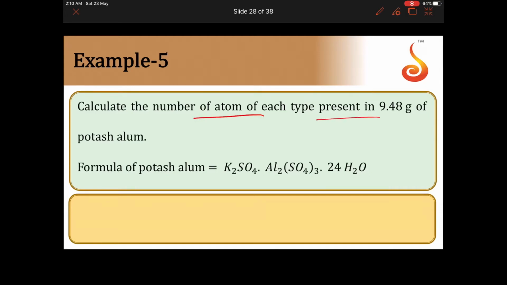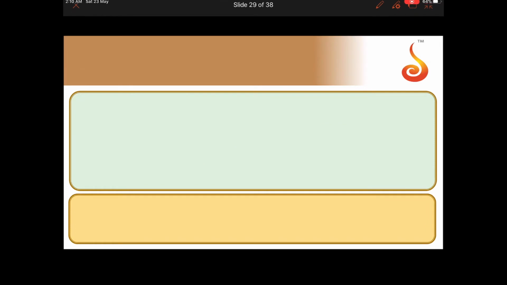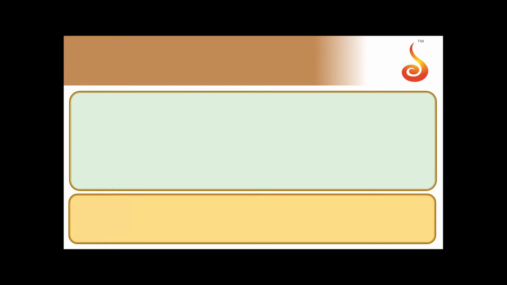Calculate the number of atoms of each type present in 9.48 grams of potash alum. The potash alum formula is given. So we need to find the number of potassium atoms, sulfur atoms, oxygen atoms, aluminum atoms, and hydrogen atoms. Atoms of each type means, let us see the flow.